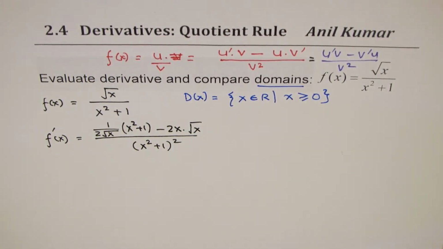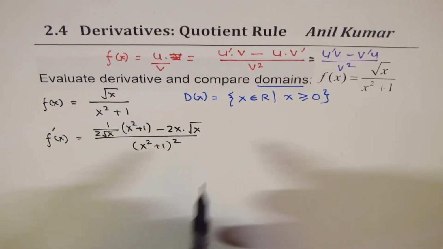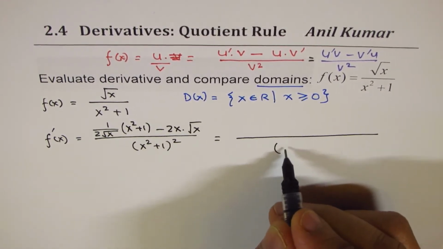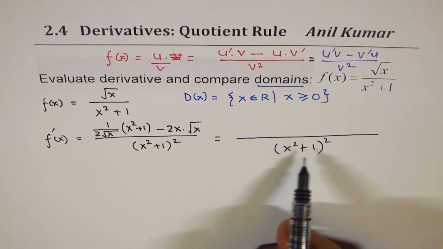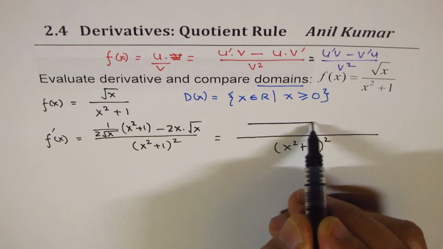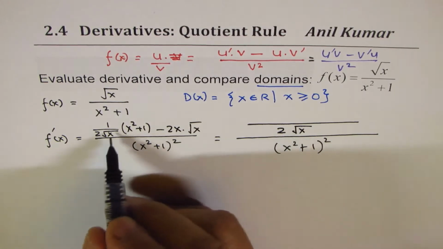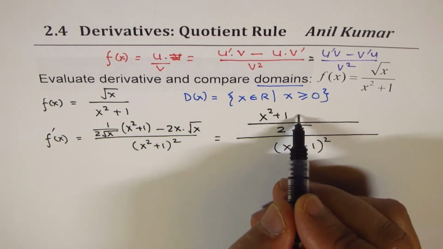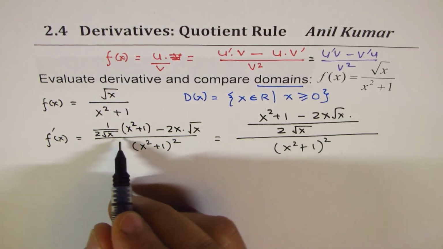Correct? Now, it's a good idea to simplify these terms. So let me write this bigger and bolder so that you understand how we simplify this. The denominator is, keep that denominator always in the factored form. Never expand denominator. Now, if you look at the numerator, we could actually take a common denominator of 2 square root x. Do you see that? But on this side, we'll get x squared plus 1 as such. On the other side, gets multiplied. So it is minus 2x square root x times 2 square root x.